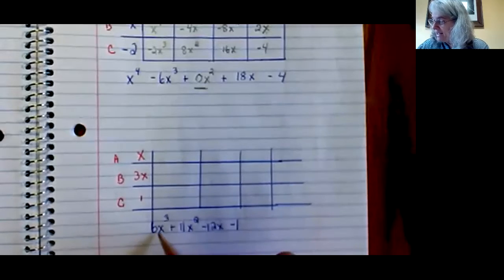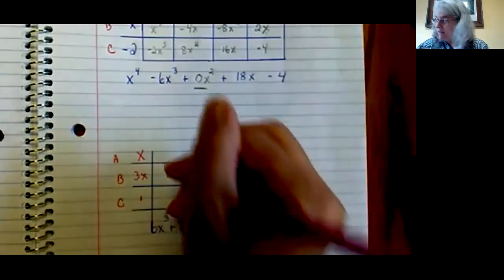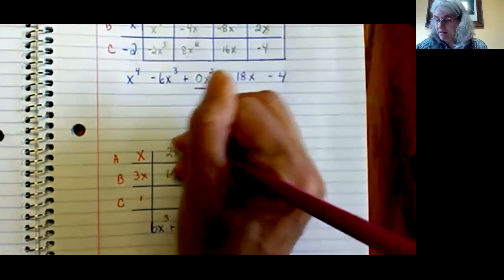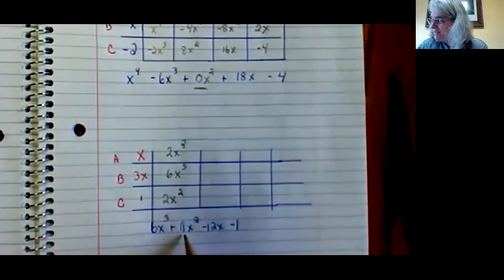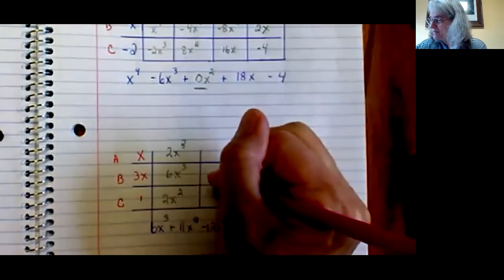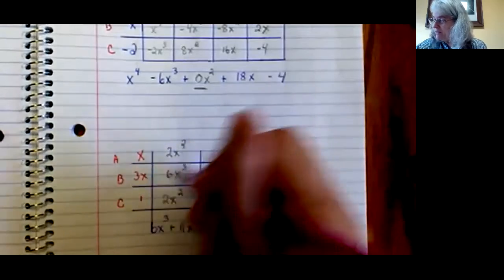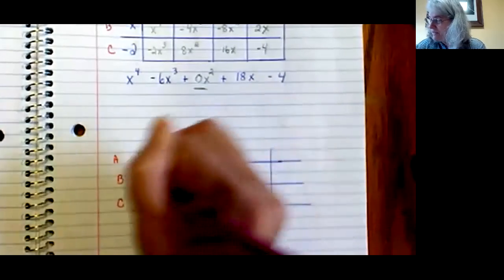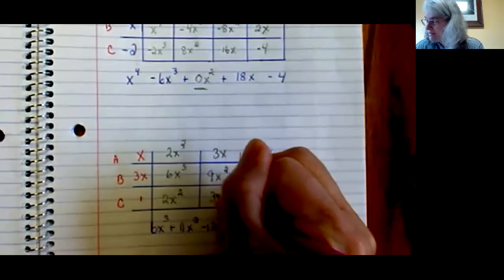So we know everything has to add up to 6x cubed. We'll put that here. So we put 2x squared here. We end up with 2x squared down here. We need 11x squared. So 2 plus 9 is 11. We add 9x squared. 3x times 3x is going to be 9x squared. And 3x times 1 is 3x.